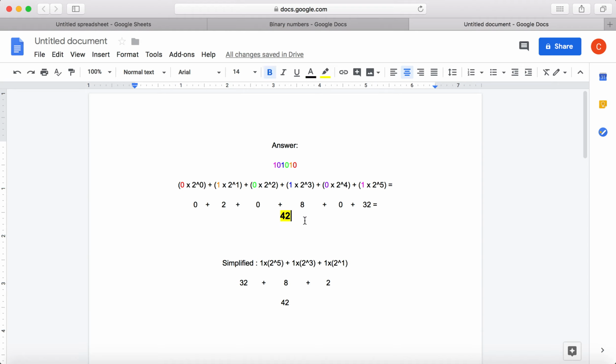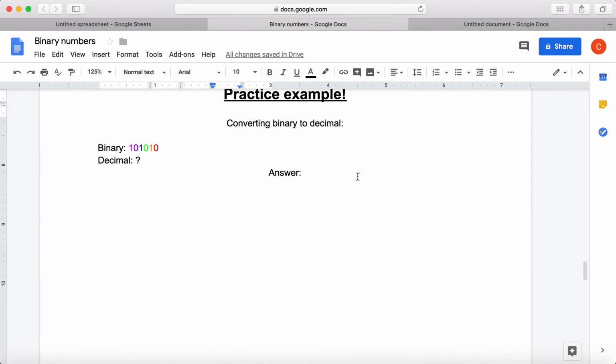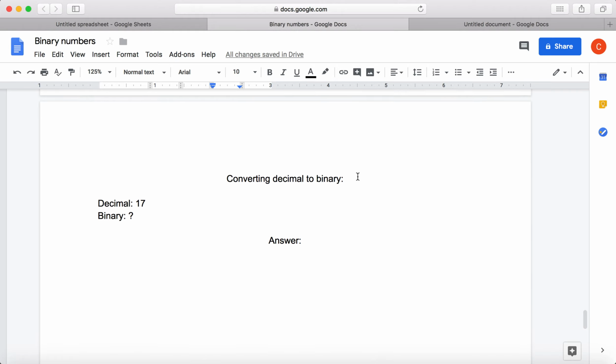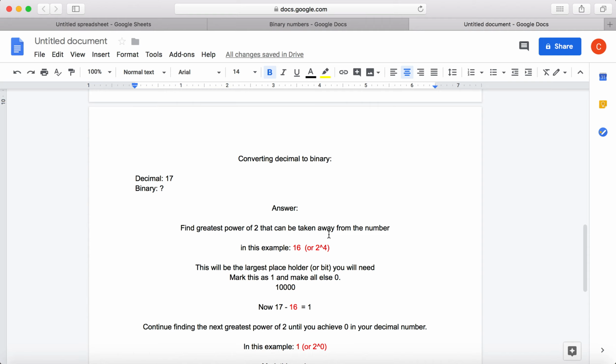I have color coded this so it's easier for you to understand, but I will move on to our next question of converting decimal to binary. So how do we do this? How do we change this decimal number to a binary number? Well, it's very simple. All we need to remember is that we need to find the greatest power of 2 that can be taken away from our decimal number.